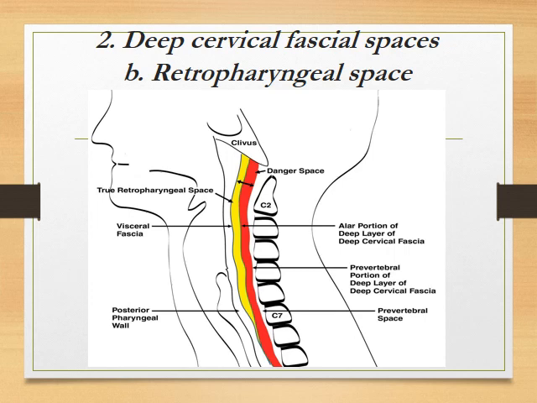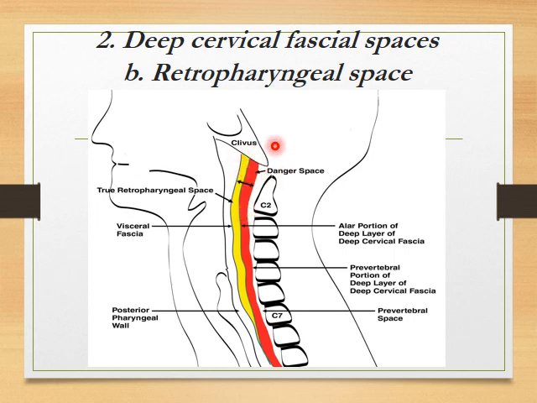The other deep cervical fascial space is the retropharyngeal space. It lies behind the soft tissue of the posterior aspect of the pharynx. This is the yellow color, the retropharyngeal space. It is bounded anteriorly by the pharyngeal constrictor muscle and the retropharyngeal fascia. Posteriorly, it lies by the alar portion of the deep cervical fascia. This is the posterior boundary, alar border of the deep layer of deep cervical fascia.